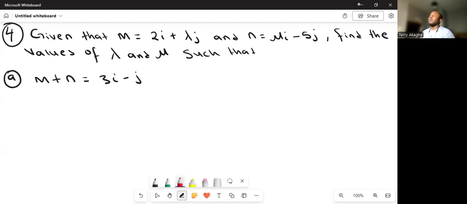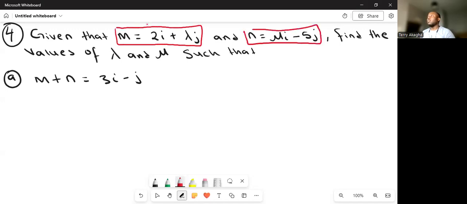So in this question now, we're told that M was all this, okay? We're told that N was all this. And they said when you add them together, it should give you 3i minus j. So easy, let's go straight. So we're going to add them. So the M is 2i plus lambda j, okay, and you're adding it to the other one, which is going to be mu i minus 5j. And that should be equal to 3i minus j.